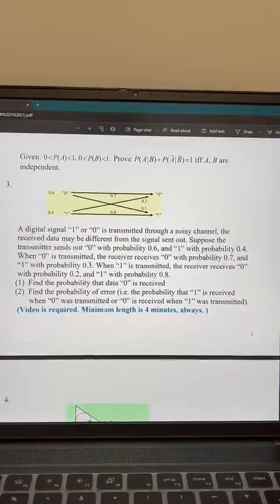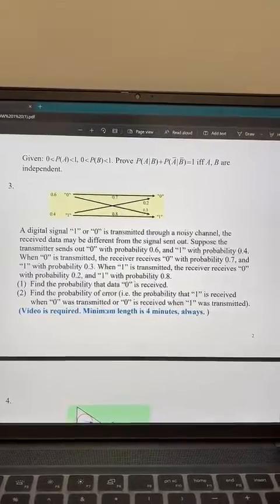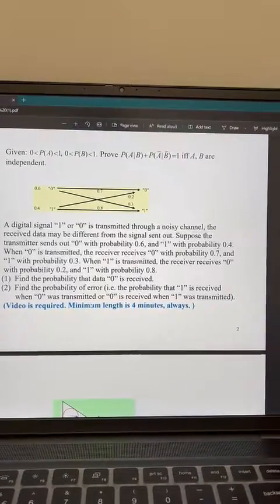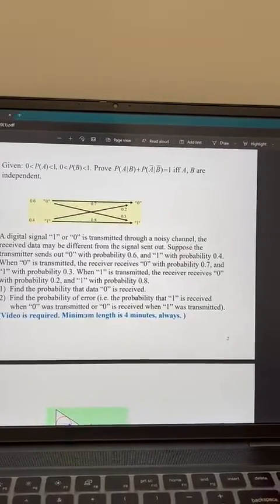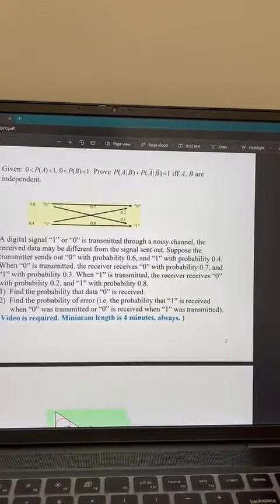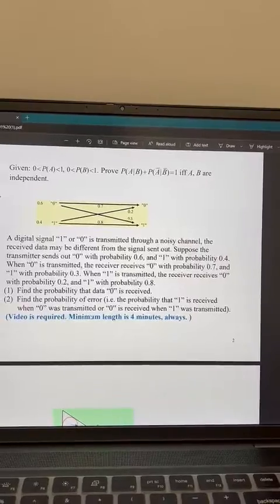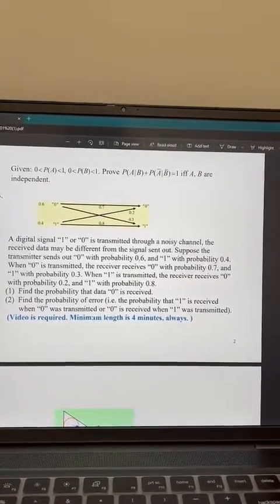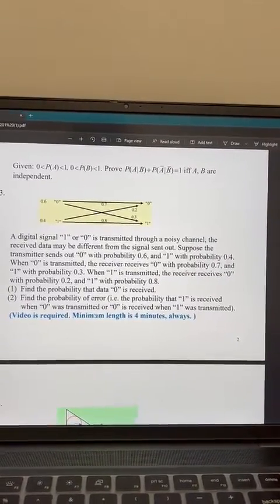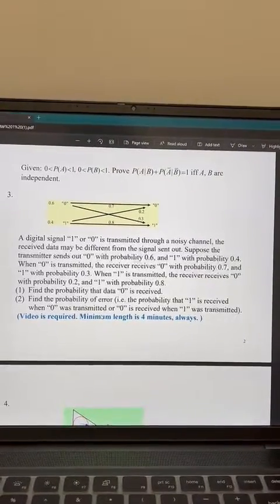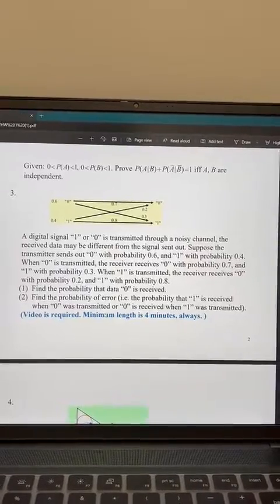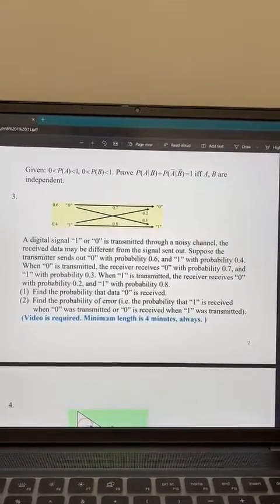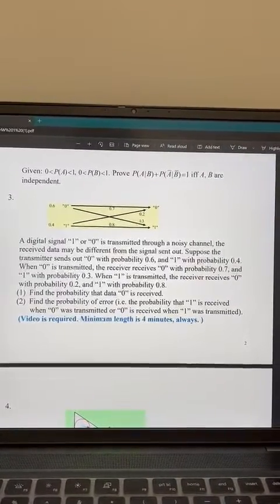Now I am giving a brief description on the third question of our first homework. The question says that a digital signal 1 or 0 is transmitted through a noisy channel. The received data may be different from the signal sent out. Suppose the transmitter sent out 0 with probability 0.6 and 1 with probability 0.4. When 0 is transmitted, the receiver receives 0 with probability 0.7 and 1 with probability 0.3. When 1 is transmitted, the receiver receives 0 with probability 0.2 and 1 with probability 0.8.